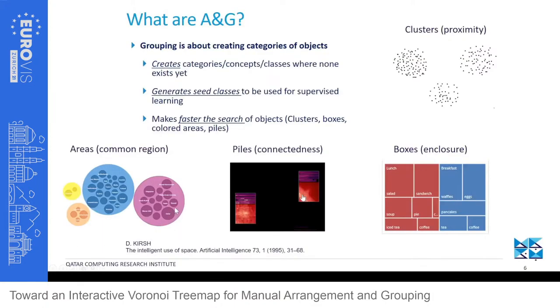The same exists in visualization. You use proximity when you see clusters in a scatterplot. Enclosure is used in Treemap. Connectedness is used in piling, and common region is used in circle tree map.